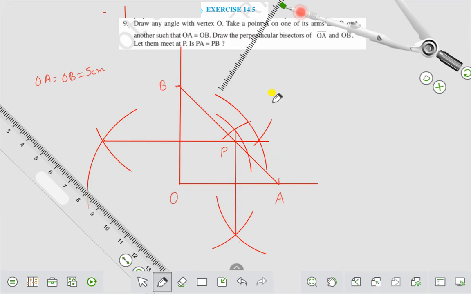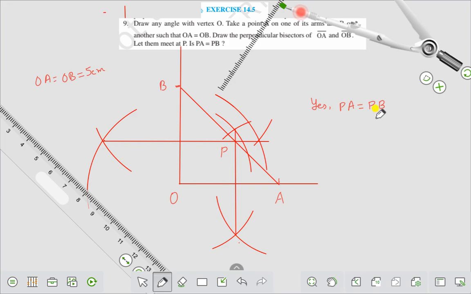Here, they meet. Is PA equal to PB? Yes, PA is equal to PB, right? Here, let us repeat once again.